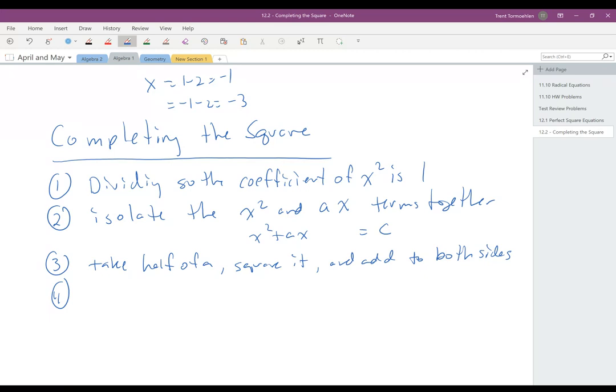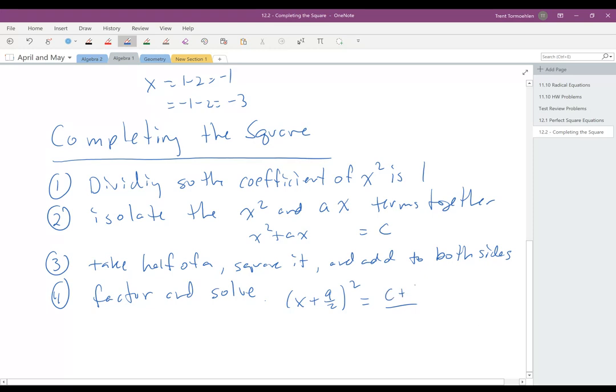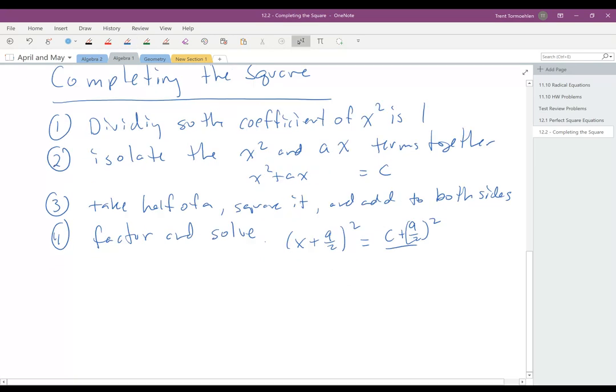And then factor and solve. The factoring always will end up being, because you're squaring the a, so it's always going to end up being x plus a over 2 squared equals something, right? It's going to equal c plus a over 2 squared, right? That's what you're always going to be adding to both sides, is this a over 2 squared. And when you factor it, it always just turns out to be x plus a over 2. It's a really easy way to factor.